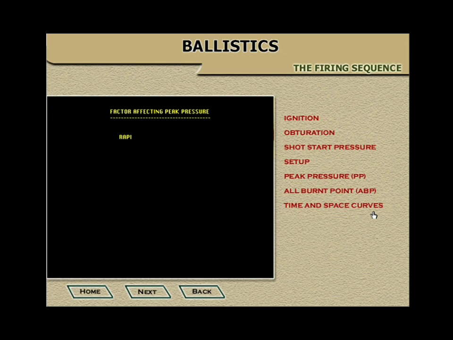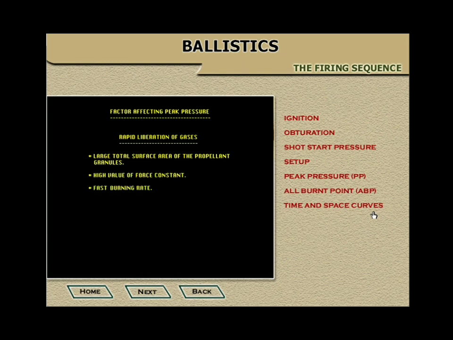The peak pressure depends upon the rapid liberation of gases and high projectile mass. The rapid liberation of gases is further dependent on the total surface area of propellant granules, the high value of force constant, and the fast burning rate.